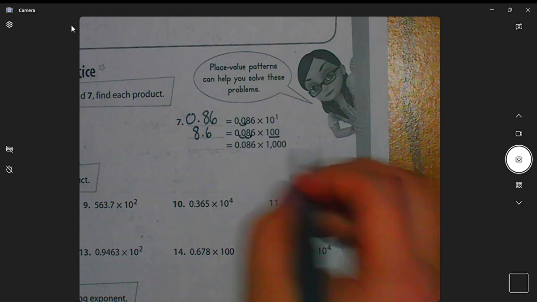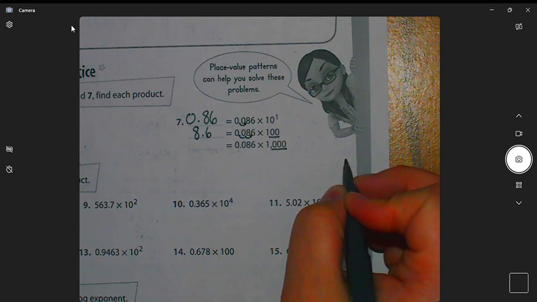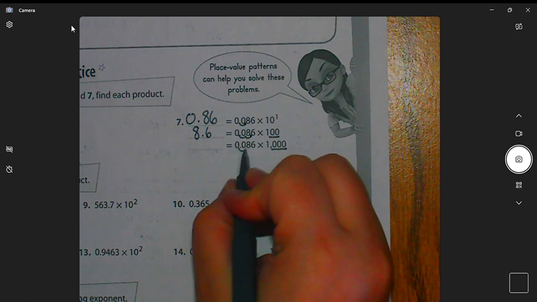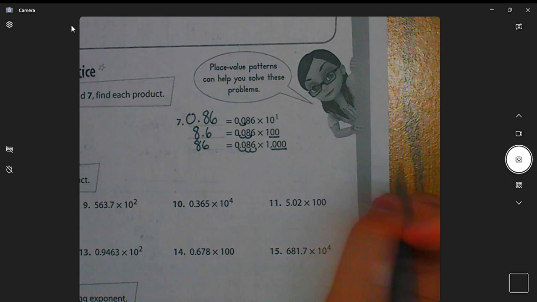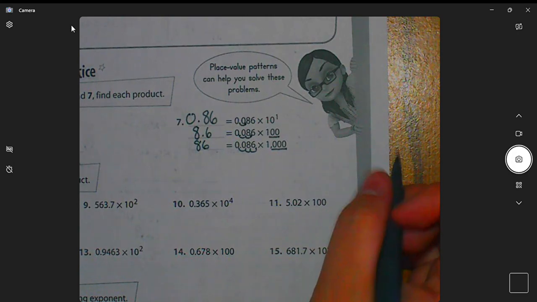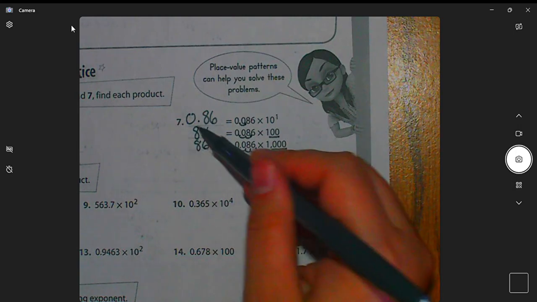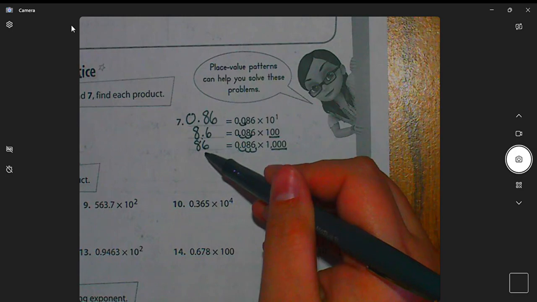Let's look one more time. How many zeros do I have? 3. Good. So that means I'm going to move 3 times. 1, 2, 3. And I get straight up 86. So if you notice the pattern with place value, my decimal just shifts 1 place to the right each time I multiply by 10.